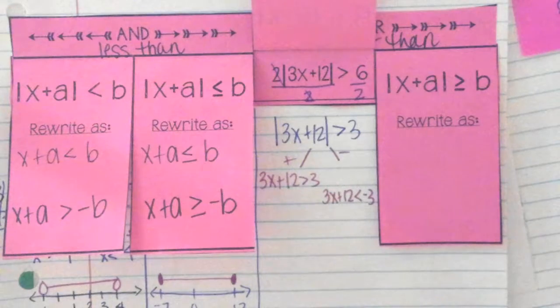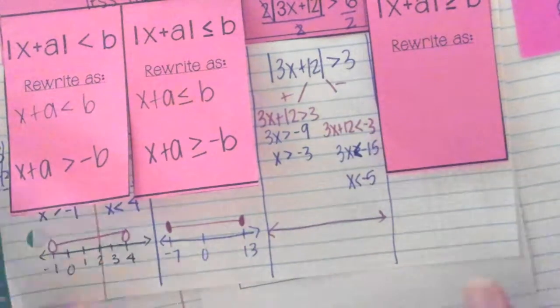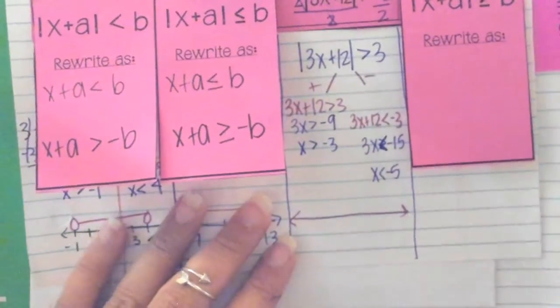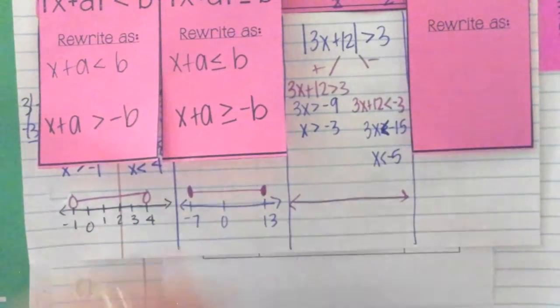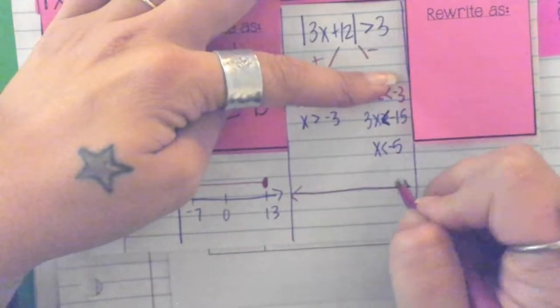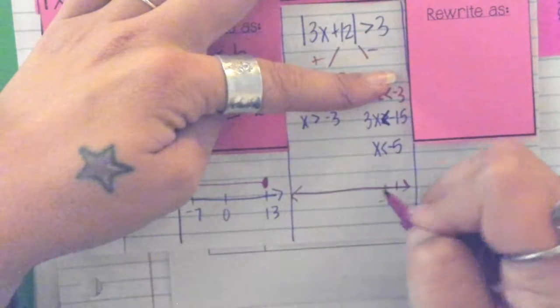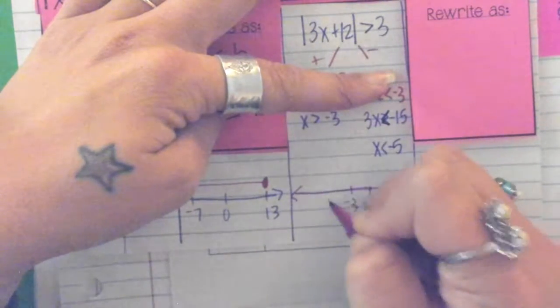Okay, did y'all get that x is greater than negative 3? 4x is less than negative 5? Okay. And then we have 0, negative 1, negative 2, negative 3.